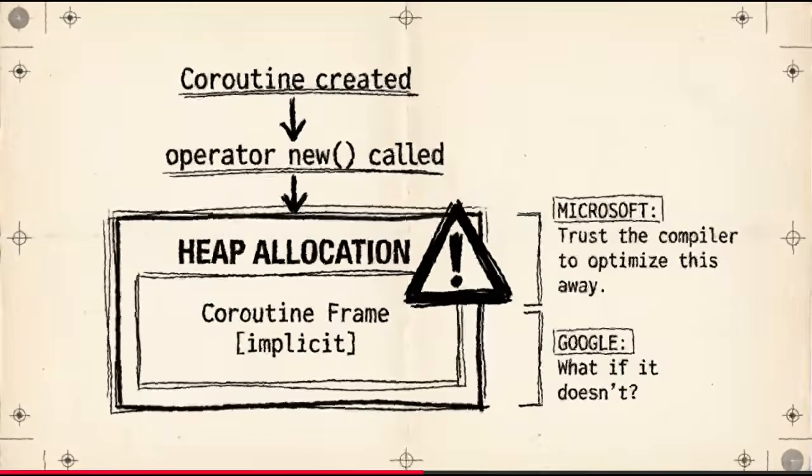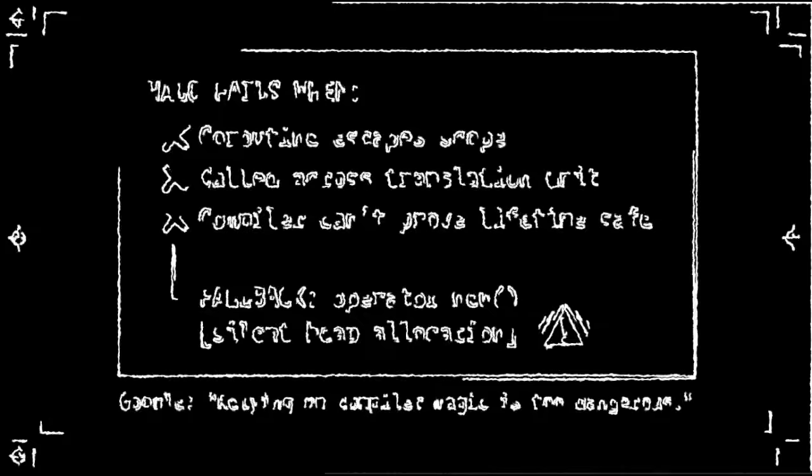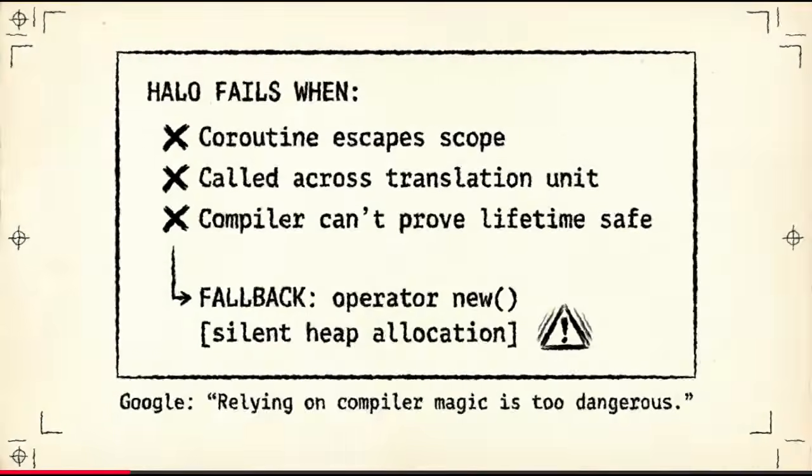But wait, didn't you just say the compiler can optimize everything? The Microsoft team claimed a sufficiently smart compiler could remove that allocation. That optimization is called Halo, Heap Allocation Elision. And Google, well, they didn't buy it. They didn't trust the magic. They argued Halo was too fragile. They said relying on compiler magic to satisfy the zero overhead principle was just too dangerous.